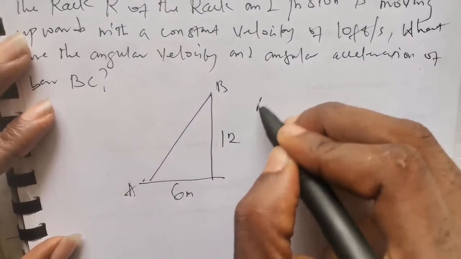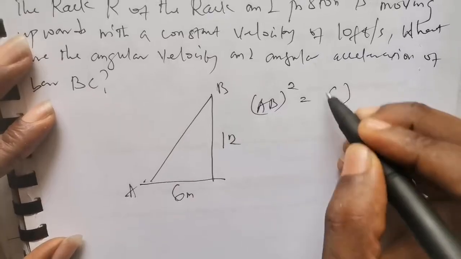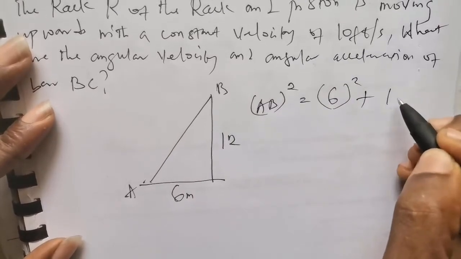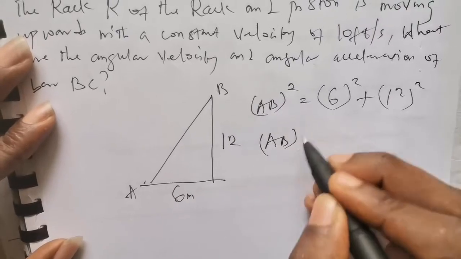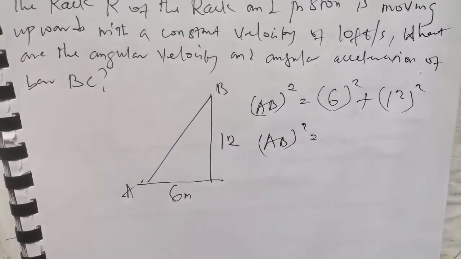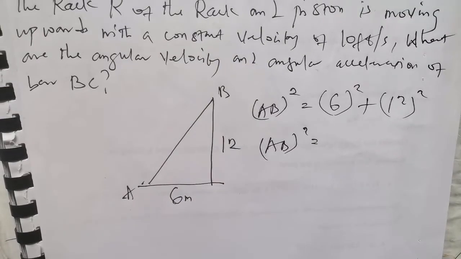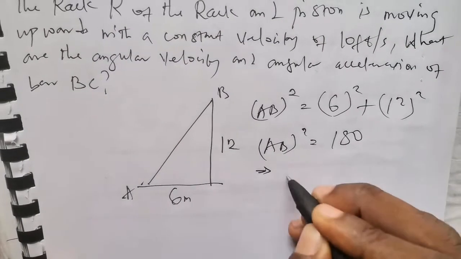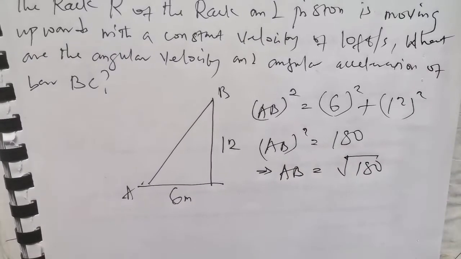All right, so AB squared is equal to 6 squared plus 12 squared. So I'm going to be punching this all together. I have 6 squared plus 12 squared, which simply gives me 180. So we find AB to be the square root of 180.